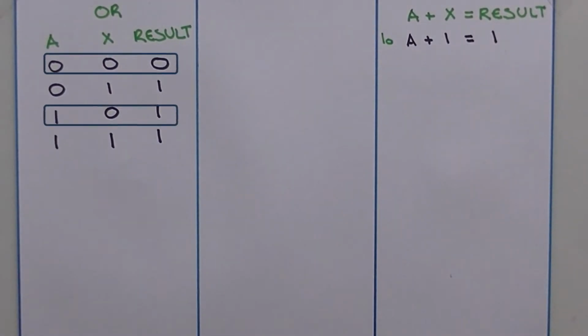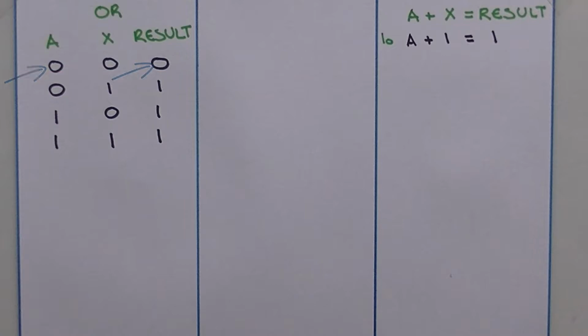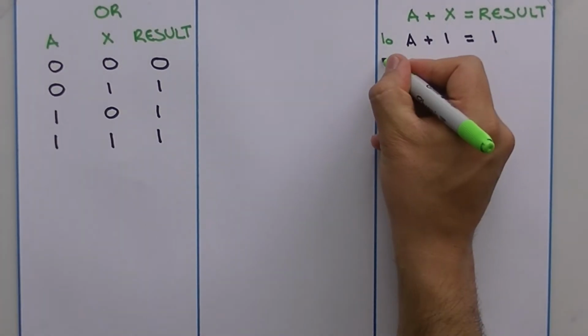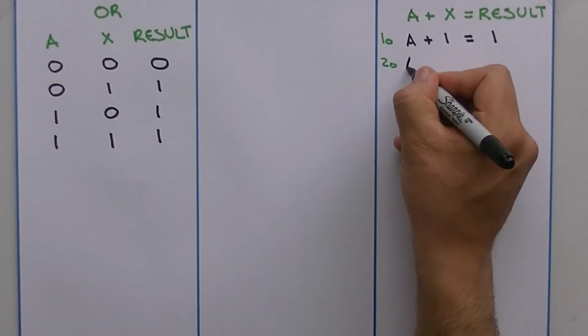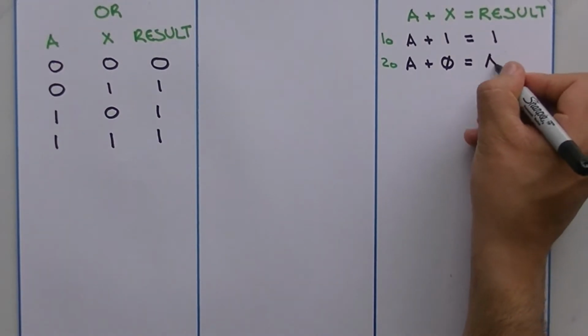Also, observing the first and third rows, we can say that when we add a plus 0, the result is equal to a. So if a is 0, the result is 0. And if a is 1, the result is 1. Therefore, the second rule of Boolean algebra states that a plus 0 is a.